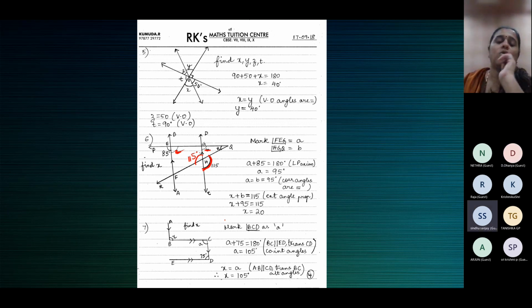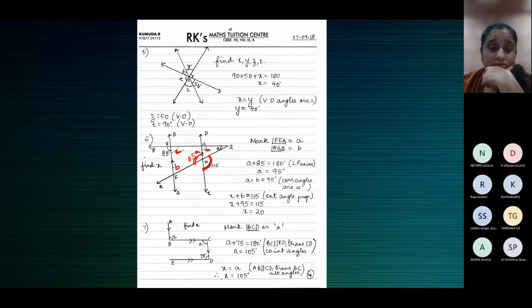Yes, ma'am. Okay, this is correct. So first step I can say this angle is 115 degrees, vertically opposite angles are equal. Then next, I call this one A. A is equal to 115 degrees, vertically opposite angles are equal. I mark this as B. Now A plus B is equal to 180 because co-interior angles are supplementary.